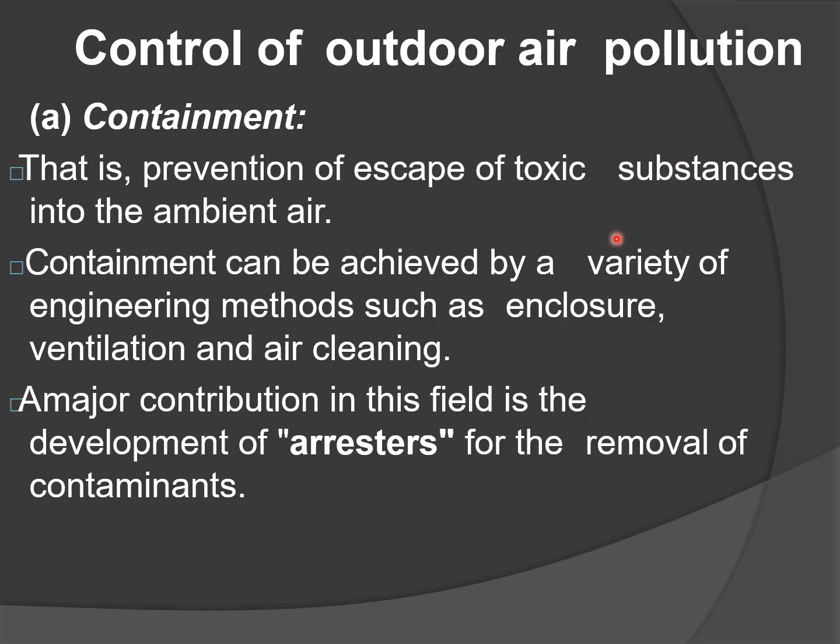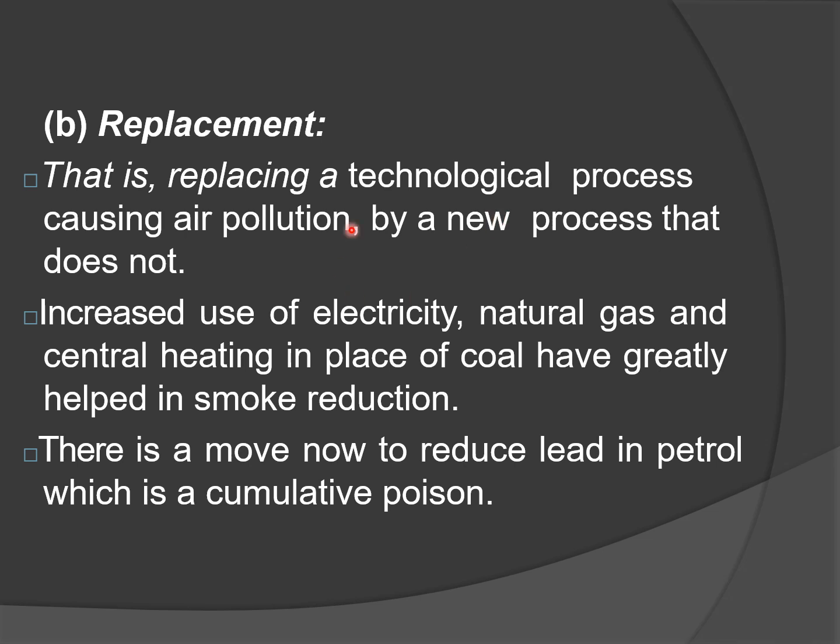So control of outdoor air pollution: that is prevention of escape of toxic substances into the ambient air. Containment can be achieved by a variety of engineering methods such as enclosure, ventilation, and air cleaning. A major contribution in this field is the development of arresters for the removal of contaminants. Replacement, that is, replacing a technological process causing air pollution by a new process that does not. Increased use of electricity, natural gas, and central heating in place of coal have greatly helped in smoke reduction. There is a move now to reduce lead in petrol, which is a cumulative poison.